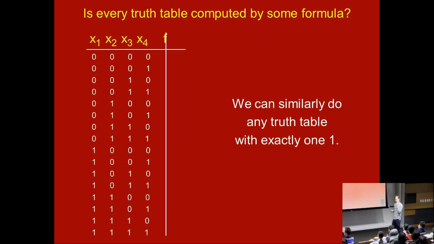Okay, so I think maybe you see that you could similarly do any truth table if it had exactly one 1. You just see which row has the 1, and you do a big AND that exactly picks that one out.